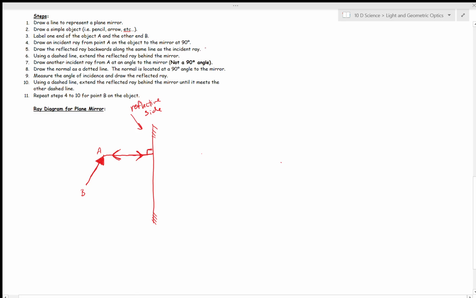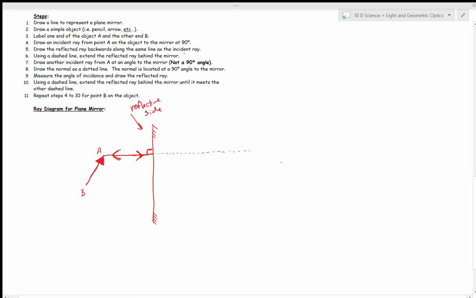rules here, it says draw the reflected ray backwards along the same line as we've already done, and then it says using a dash line, extend that reflected ray behind the mirror. So now you're going to use a dash line, and we are going to extend it behind the mirror in that direction. I'll explain why in just a second.